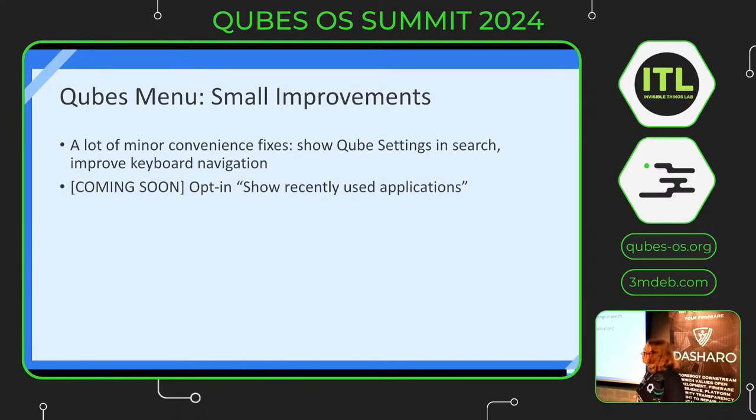There is a lot of other minor improvements to Qubes menu, showing Qube settings in search, improving keyboard navigation. Something that is coming soon is an opt-in, show recently used applications, because this is something a lot of people wanted to have.